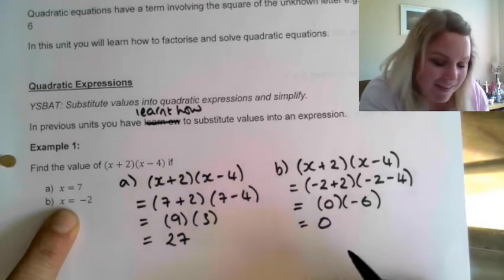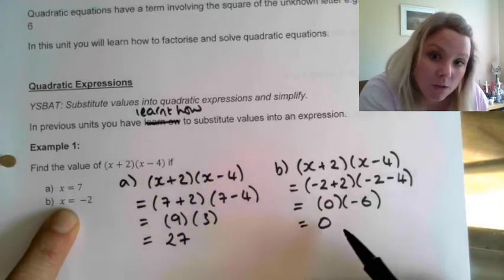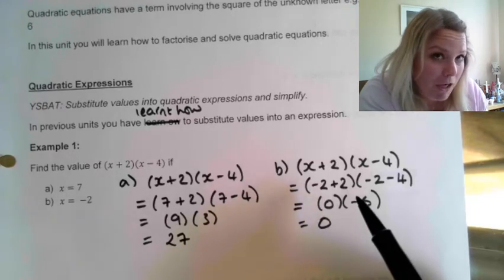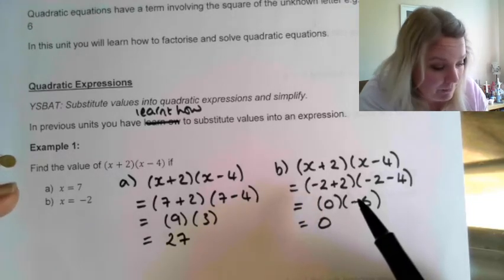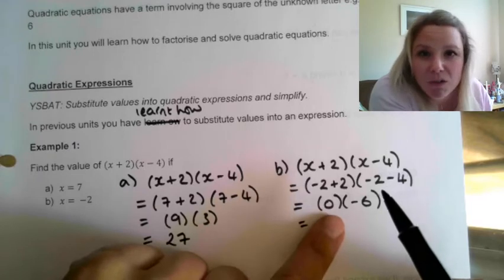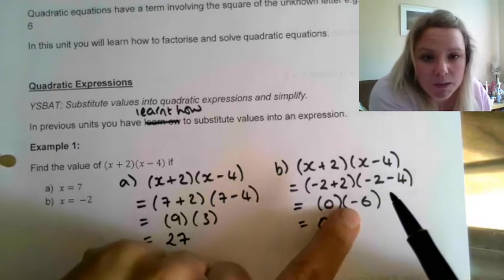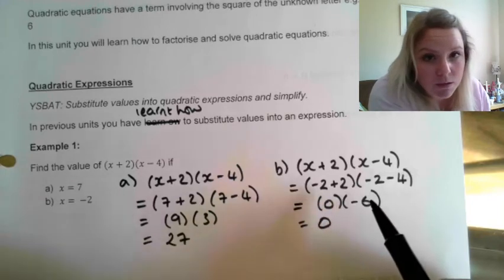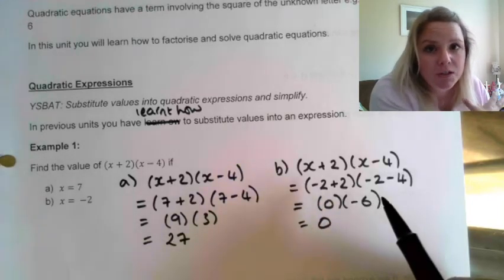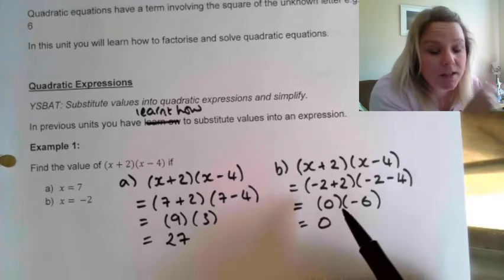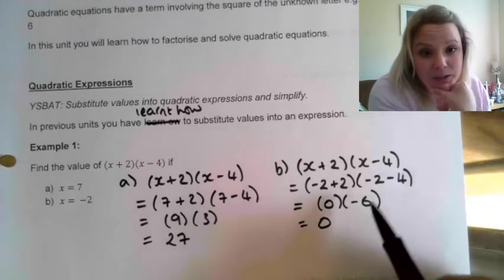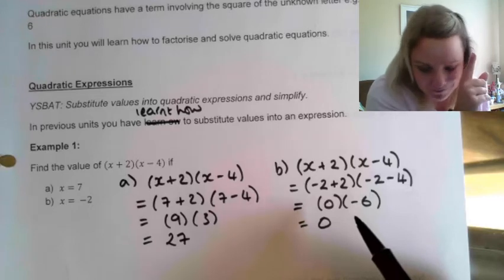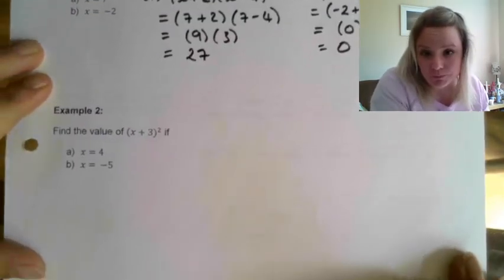Now, this example is in here on purpose. This fact here is going to come up a lot in this topic, and it's something that people often forget. Anything multiplied by 0 gives you 0. So if you have two things that are multiplying together and your answer is 0, you know one of the things that you're multiplying by has to be 0. But I am, again, jumping slightly ahead with that bit. Okay, let's look at example 2.